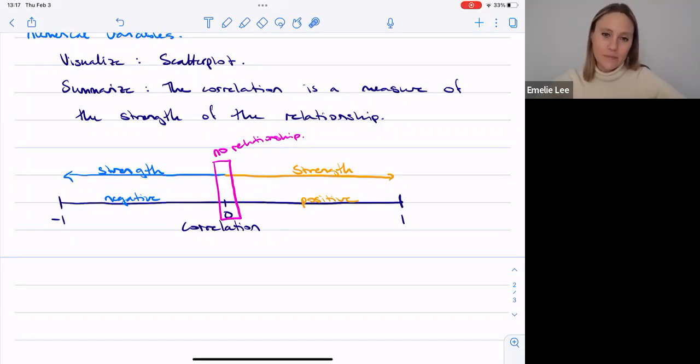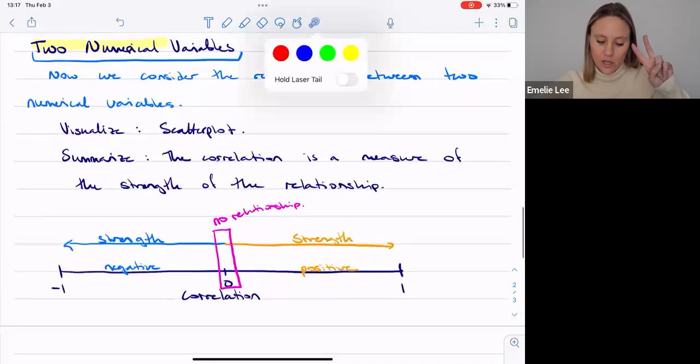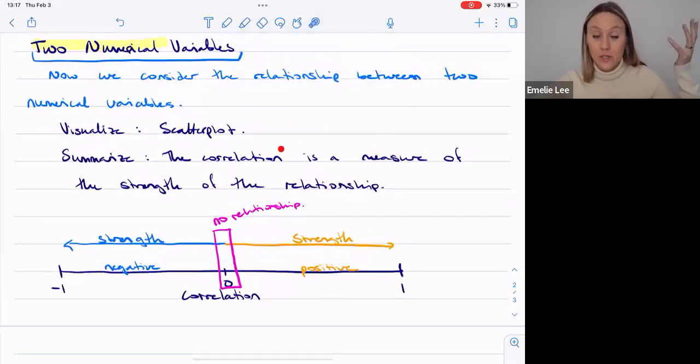And we'll get there. But for now, how we summarize the relationship between two numerical variables is just with the correlation. And for now, let's just focus on linear relationships, but in general, you're going to use a scatter plot, and then how we can summarize that relationship is with the correlation.